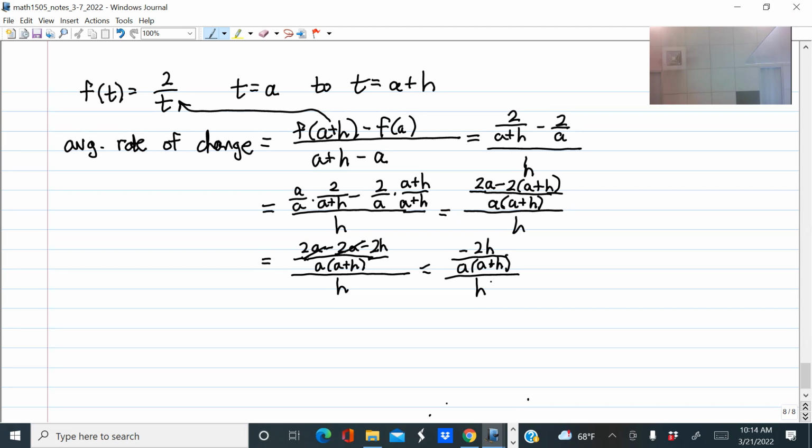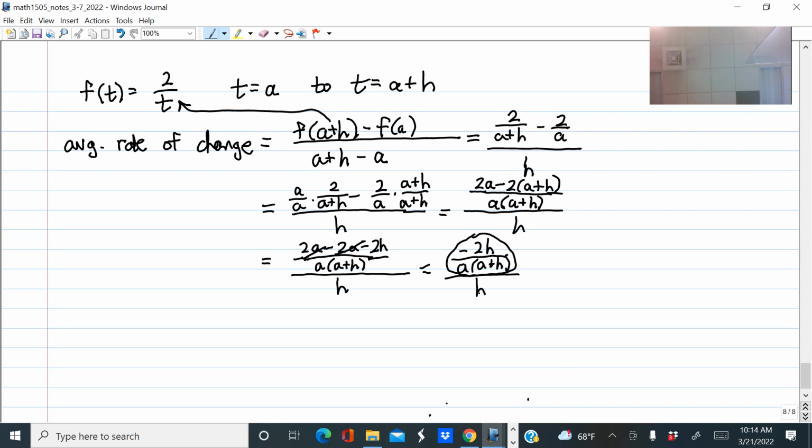Now I have to deal with the complex fraction. So the question is, how can I get rid of the complex fraction? How do I not end up with a smaller fraction embedded in a larger fraction? The thing to do is to think about this fraction properly. Remember, fraction means division, right? So what you're really doing is you're taking this top fraction and you're dividing it by h, okay?